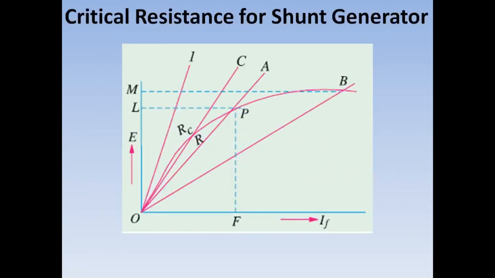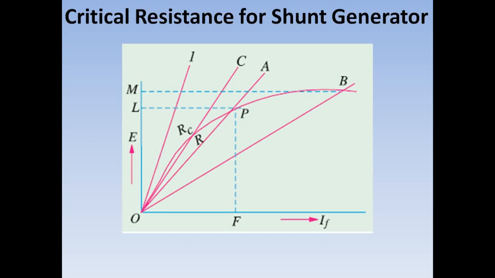Next, all of you must know the concept of critical resistance associated with a shunt generator. Critical resistance is actually the term which is used for the resistance of the shunt field winding. In the previous slide, we studied the concept of residual magnetism. Due to this residual magnetism, some EMF gets induced initially and hence some current.